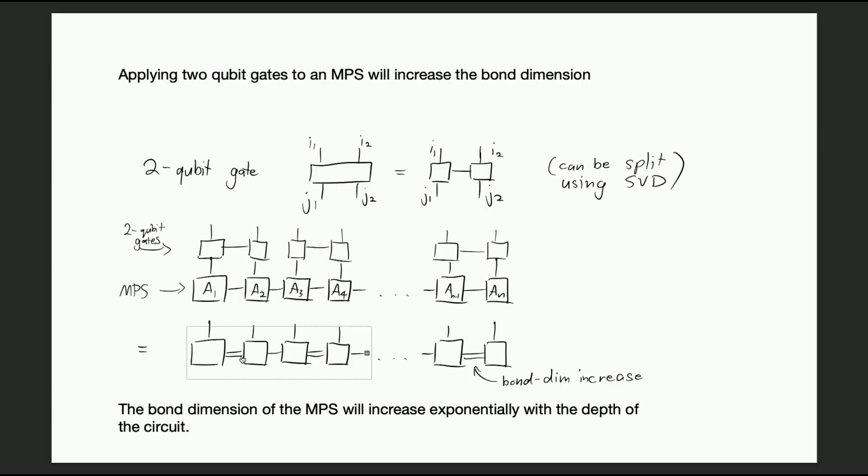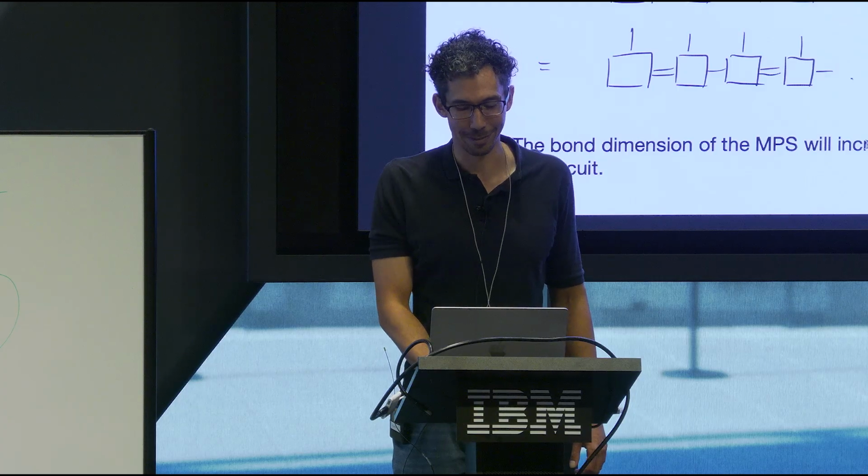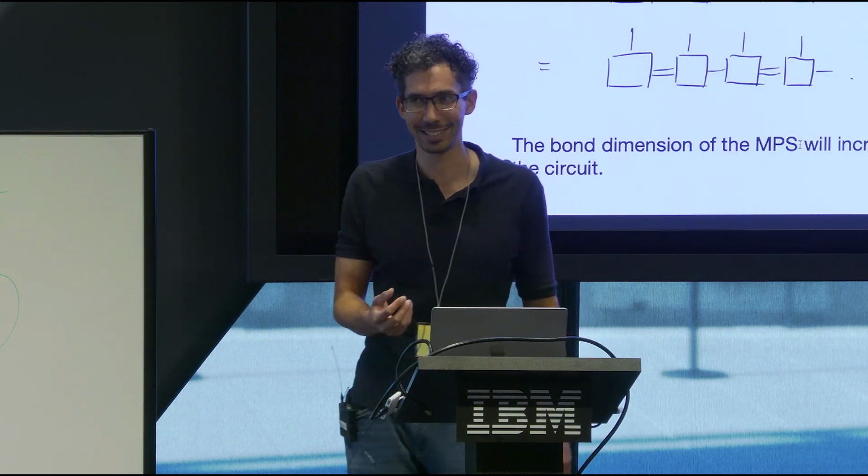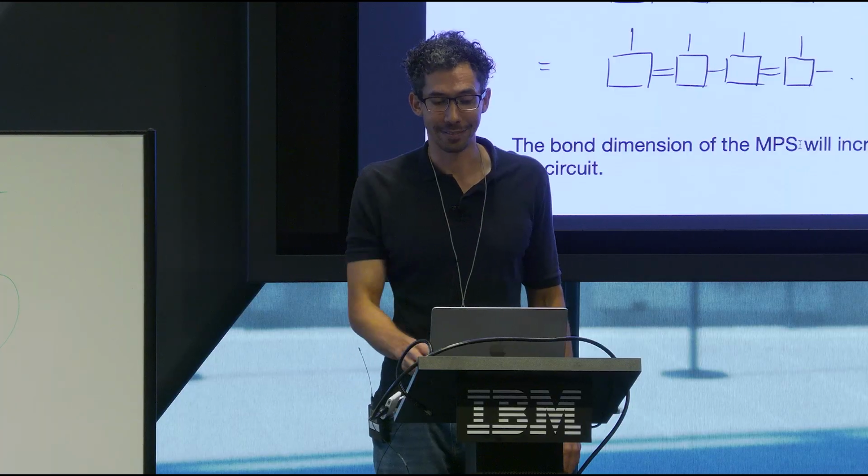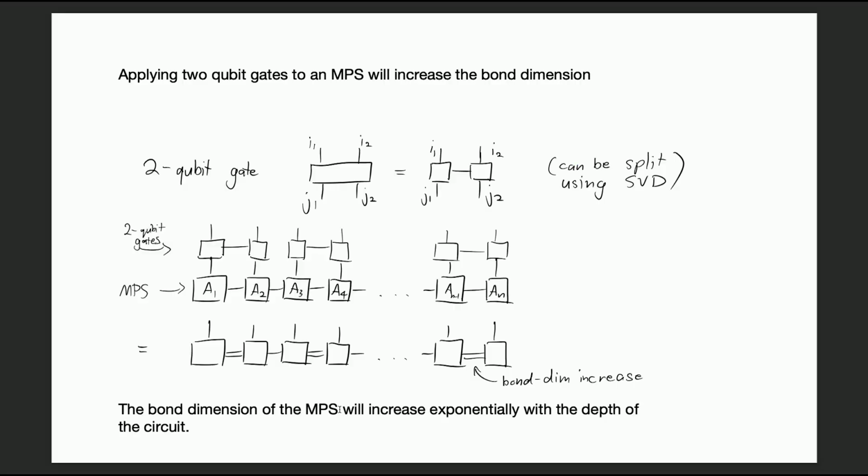So what you find is that if you just keep applying 2-qubit gates in this way, then the bond dimension of your matrix product state is going to increase, and it's going to increase exponentially with the depth of the circuit. And this is potentially a problem because, if the bond dimension is increasing exponentially, you might no longer have an efficient representation of the state.